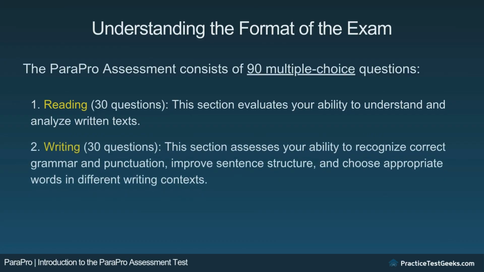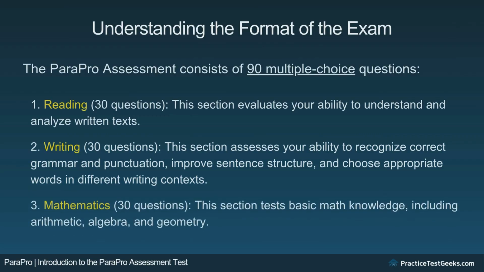2. Writing, 30 questions. This section assesses your ability to recognize correct grammar and punctuation, improve sentence structure, and choose appropriate words in different writing contexts. 3. Mathematics, 30 questions. This section tests basic math knowledge, including arithmetic, algebra, and geometry. It focuses on the ability to perform operations, solve problems, and interpret mathematical information.